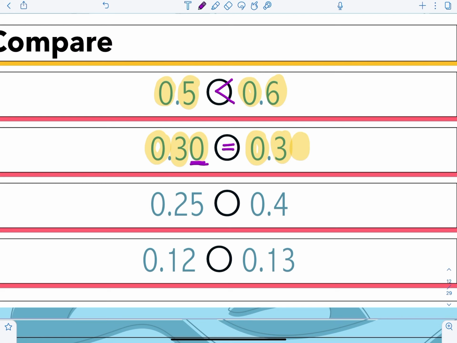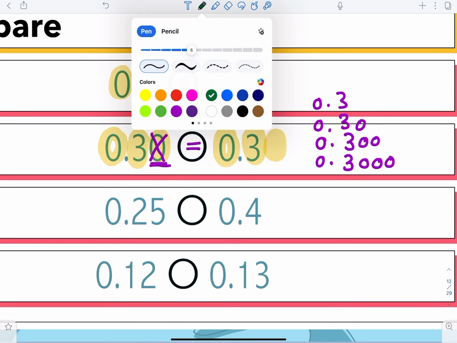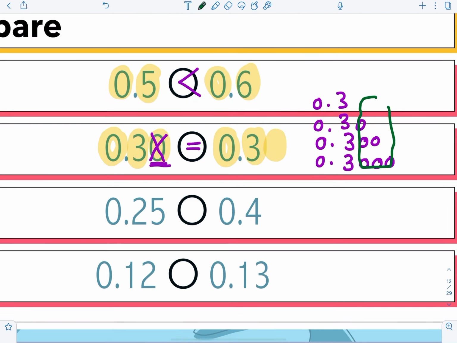meaning that when I have zeros come after the number in the decimal place, they don't really have a value. Just treat them like they do not exist. Even if I have, for example, 0.300, 0.3000, 0.30, 0.3, all of these zeros that you can see here, they don't really have any value. So just treat them like they are not there. So all of these four numbers, 0.3, 0.30, 0.300, 0.3000, they all are equal to each other.